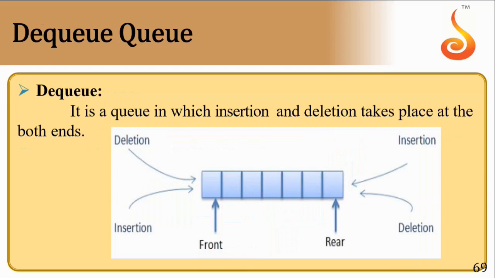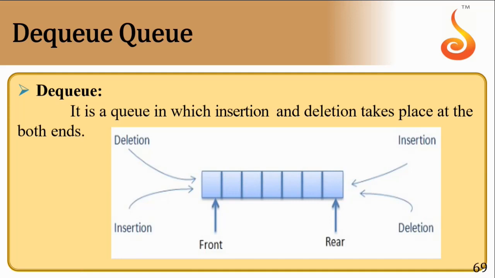The next is DQ or double-ended queue. A DQ, or double-ended queue, is a linear list in which elements can be added or removed at either end but not in the middle. A normal queue is what? Insertion happens from the rear and deletion happens from the front in a normal linear queue. Whereas in a double-ended queue, elements can be inserted and removed at both ends but cannot be deleted from the middle. That sequential order you cannot change.